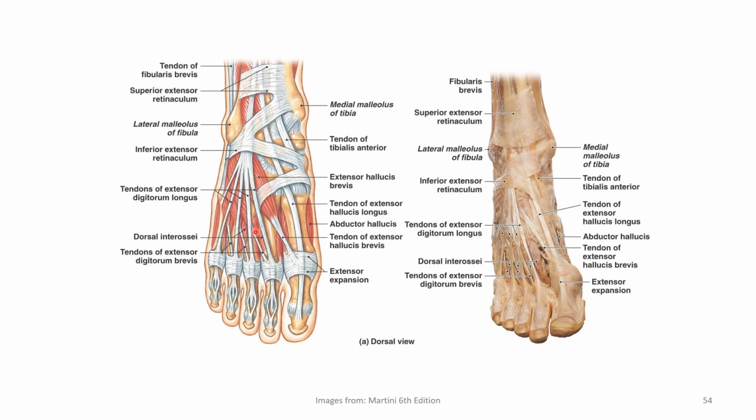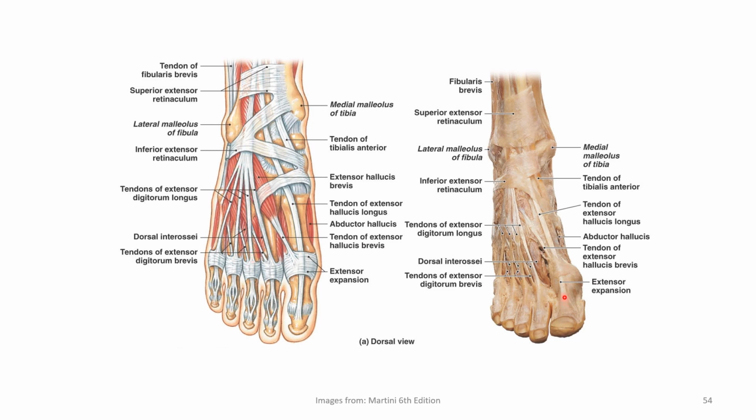And then see these little tendons attaching to digits 2 through 5. These will be extensor digitorum brevis. They come back, and you can actually see the muscle belly of it here. So this is deep to the extensor digitorum longus muscle.